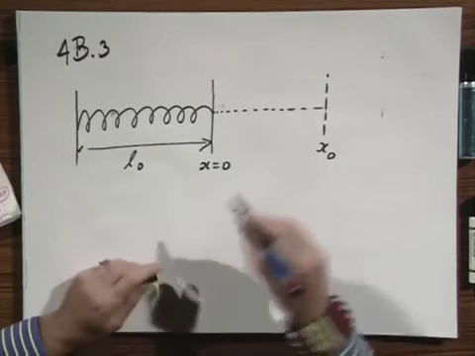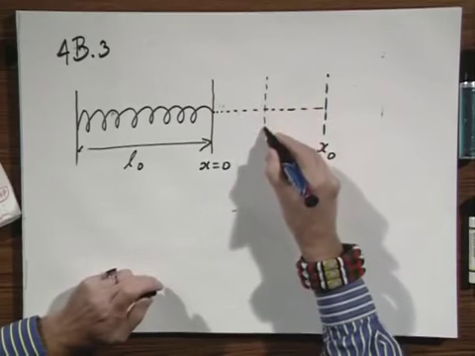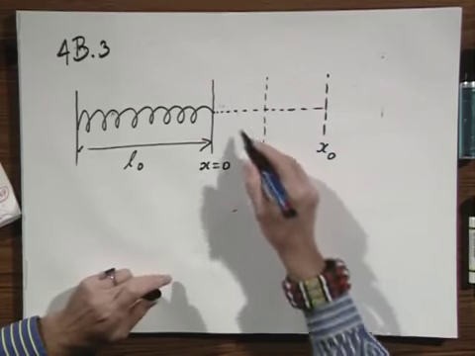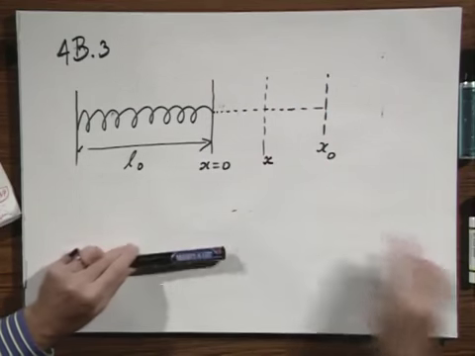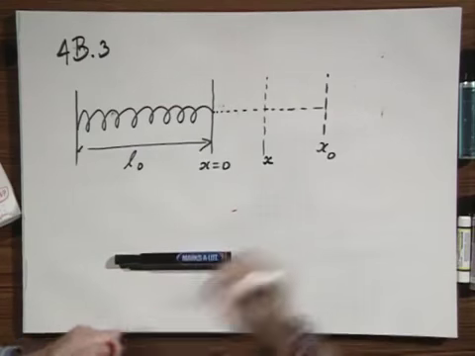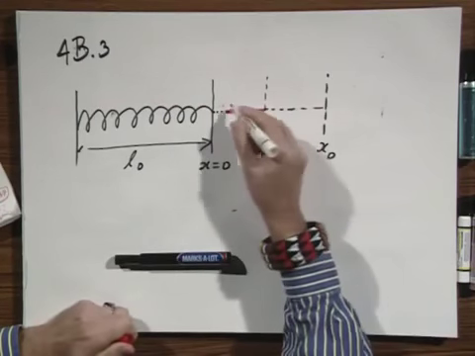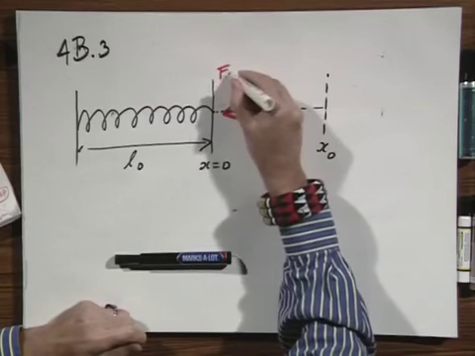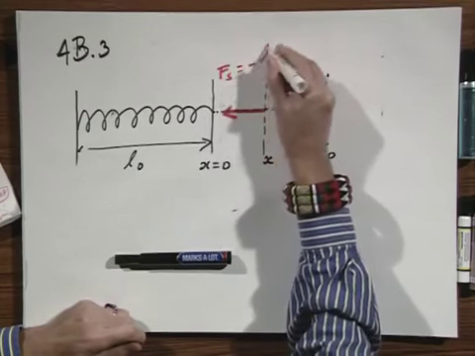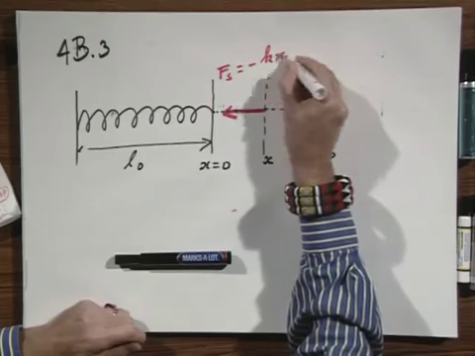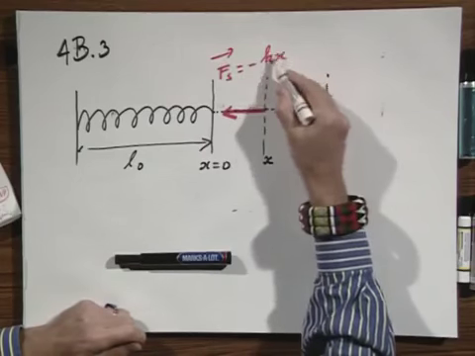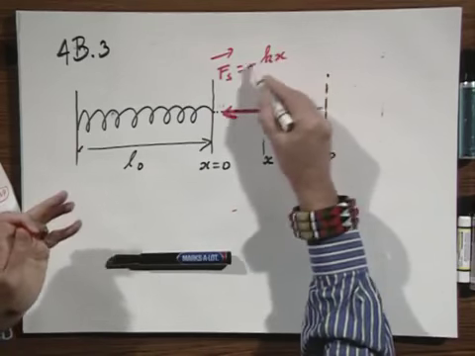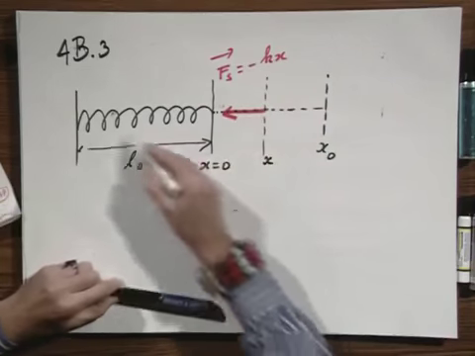distance x0. If I'm somewhere here at a distance x from its relaxed position, then there is a spring force which is trying to drive it back to equilibrium. Let's call it Fs equals minus kx. I'll give it a vector. This is actually also a vector because this is a one-dimensional problem.